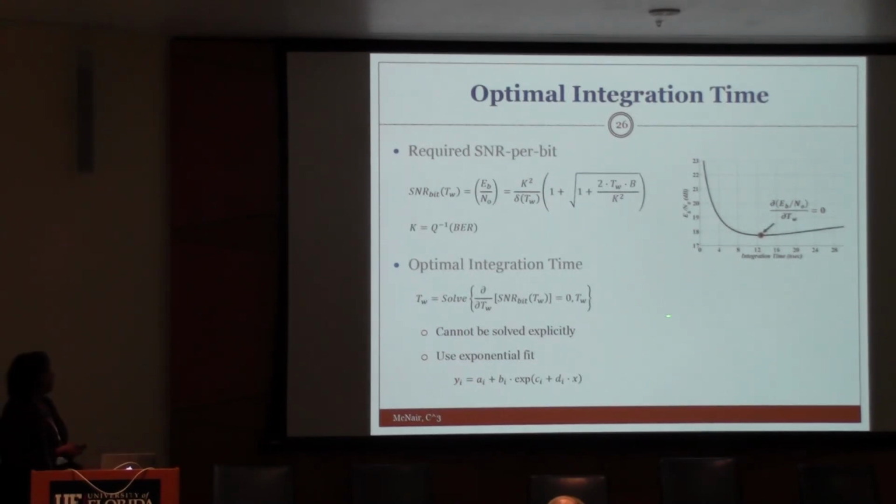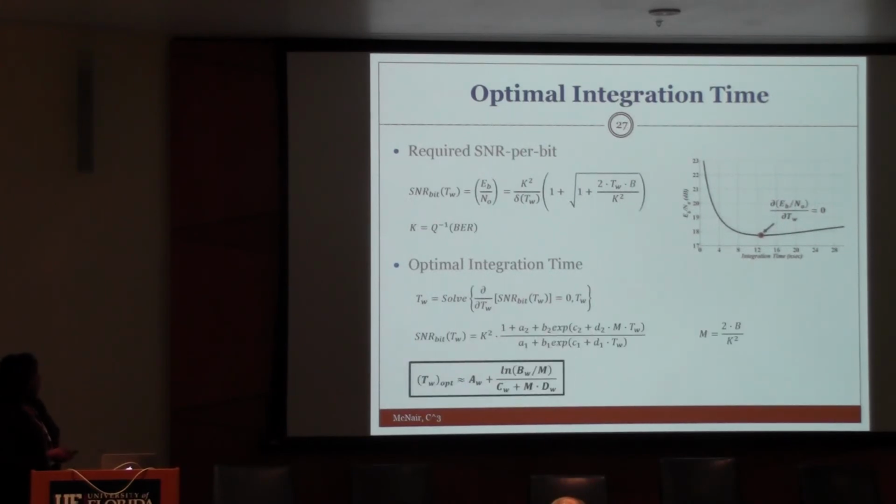And given the bit error, we came up with a signal-to-noise ratio expression. This is the original expression for the energy per bit over the noise density, and then we incorporated this energy scaling factor. What we're looking for is the minimal amount of signal energy needed to send the same number of bits. So our optimal integration time we're not able to solve explicitly, so we just use an exponential fit to estimate it and come up with this idea of an optimal integration window for the bits.